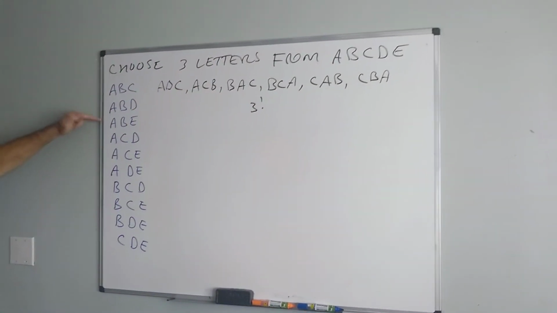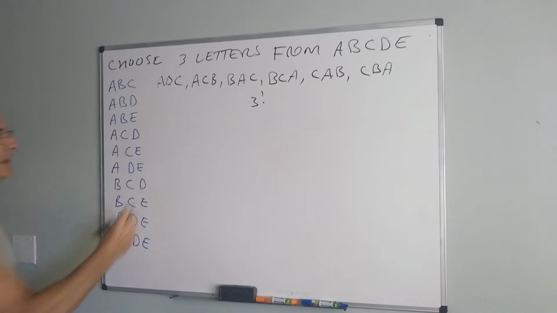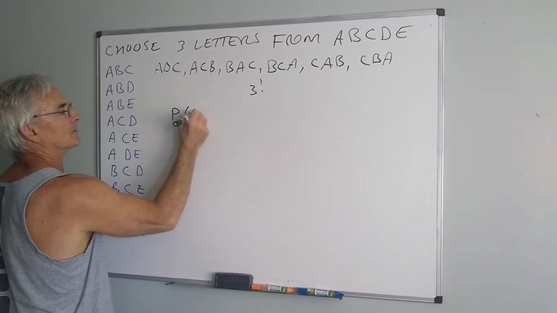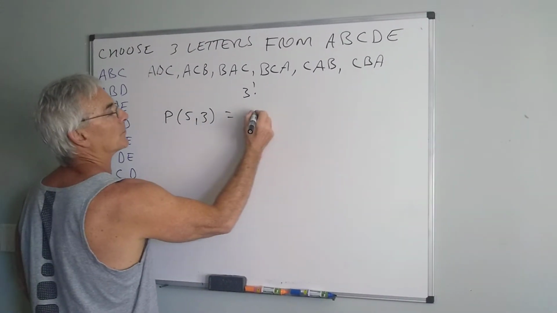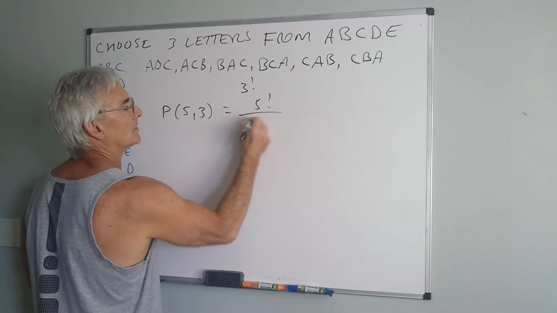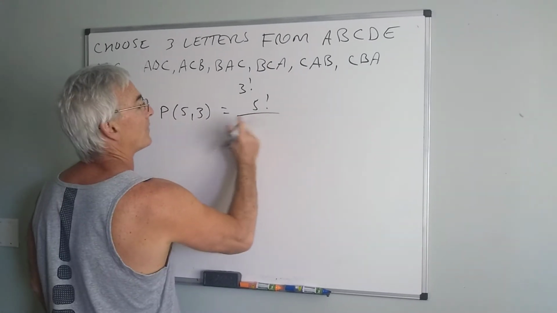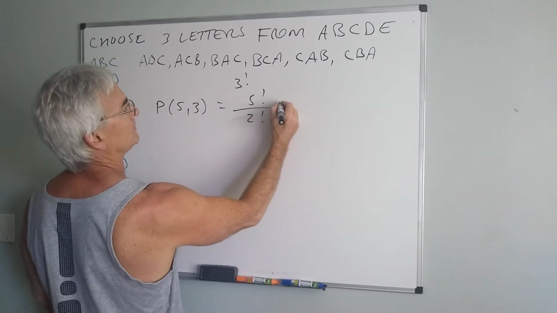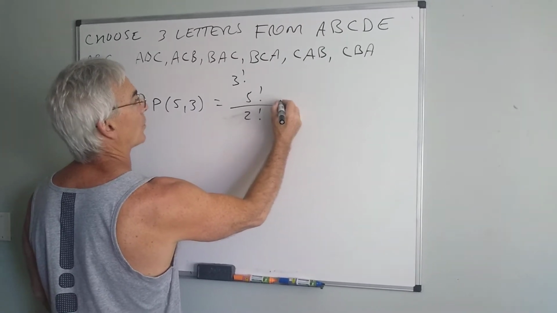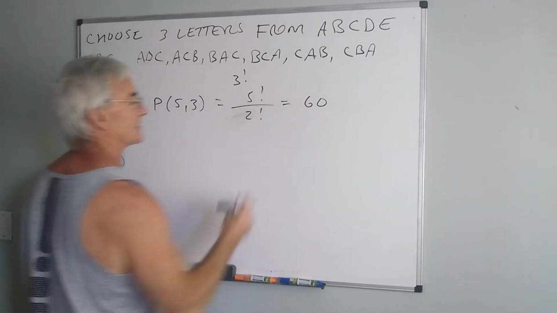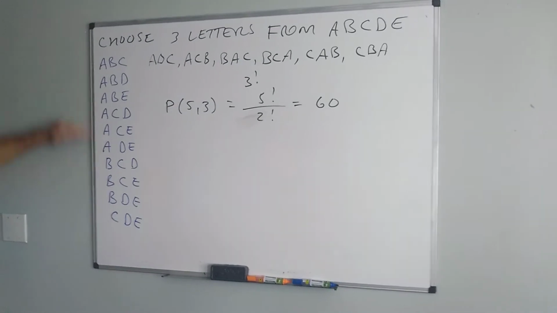If I do that for all 10 choices, then I will come up with the permutation of 5 choose 3, which we know is 5 factorial over 5 minus 3, or 2 factorial, and that of course is exactly 60. That would be the number of permutations.